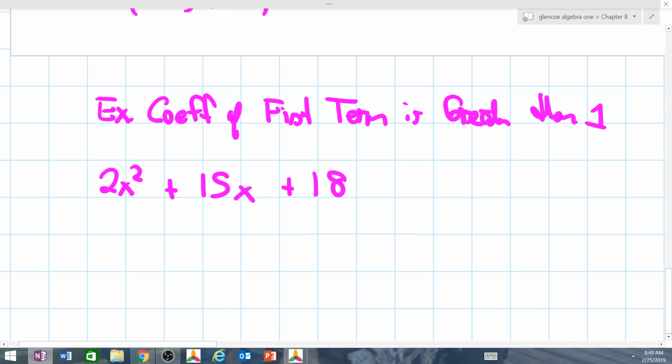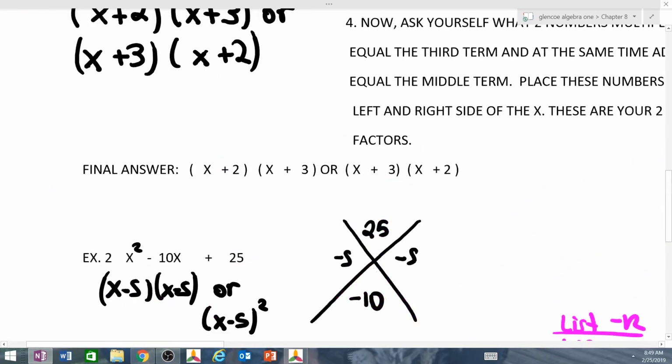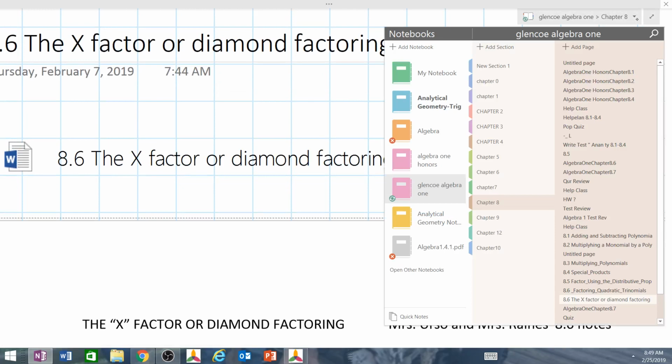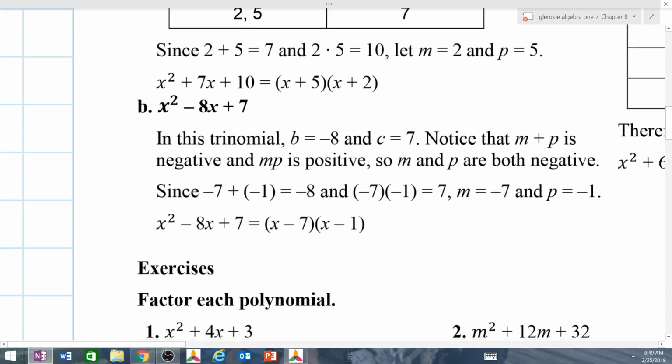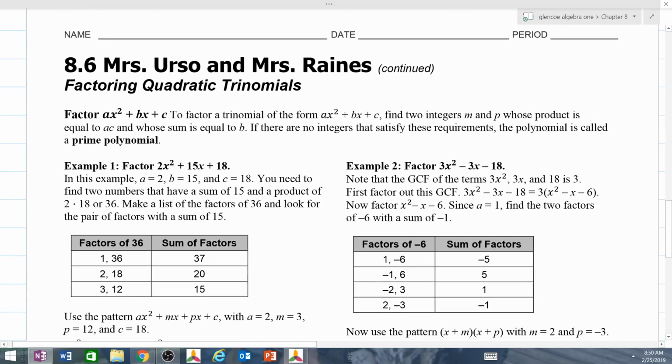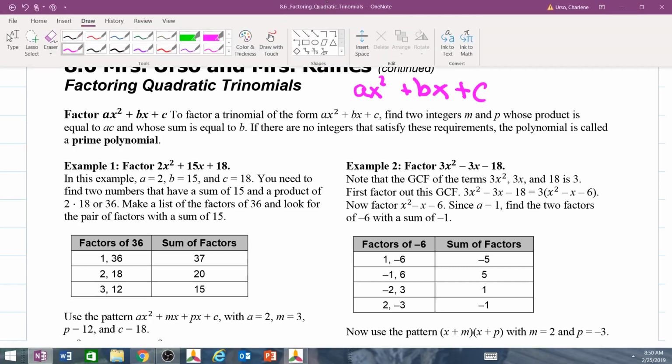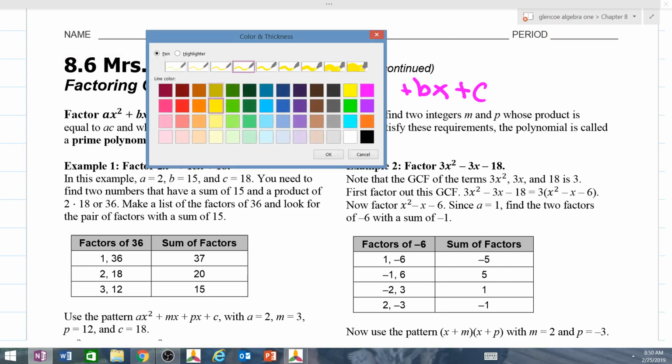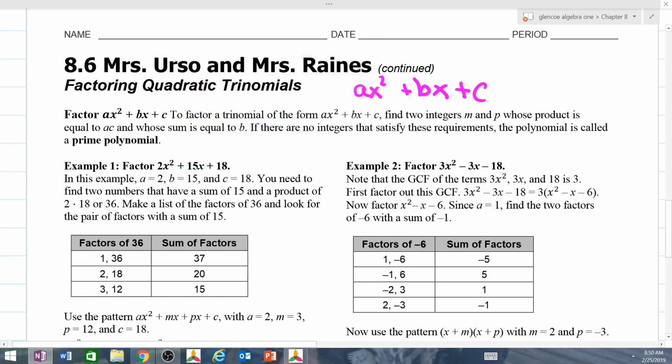And instead of writing no solution, we use a fancy word. We say prime. It's prime because it has nothing in common. Are you with me? So that's really important. If you flip back to your notes, go to the first section and to the second page where it says factoring quadratic trinomials where we have a coefficient greater than 1, so it's going to be ax squared plus bx plus c. The number in front of the first term is greater than 1.